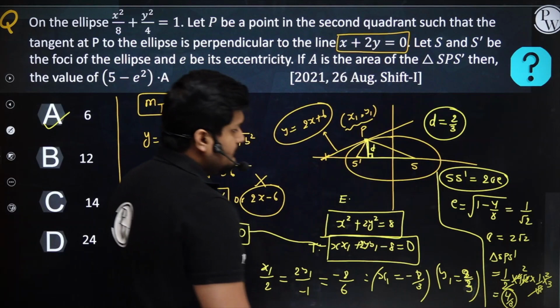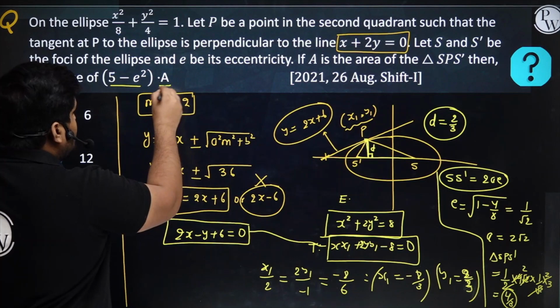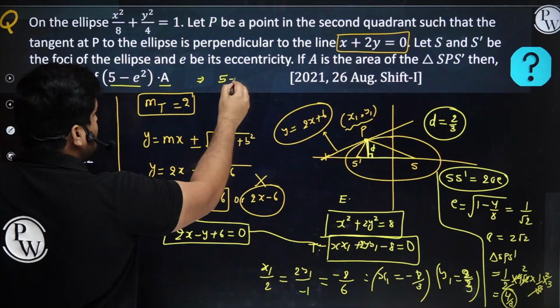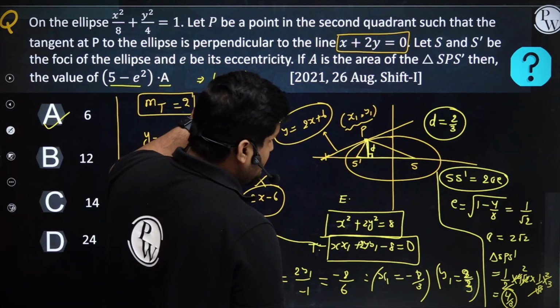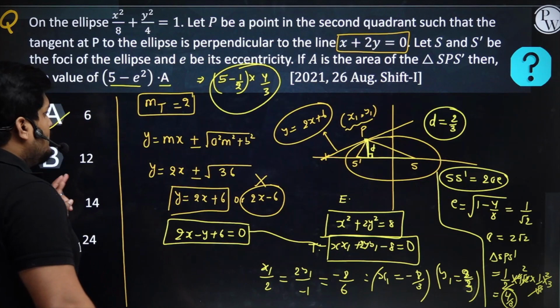So we got area of the triangle SPS dash. Now we want 5 minus E square into A. So it's up to you. What is it? This will be equal to 5 minus E square, so E square is 1 by 2, into A, which is 4 by 3 here. So you calculate it. Your answer will be 9 by 2, 4, 6. 6 will be your answer.